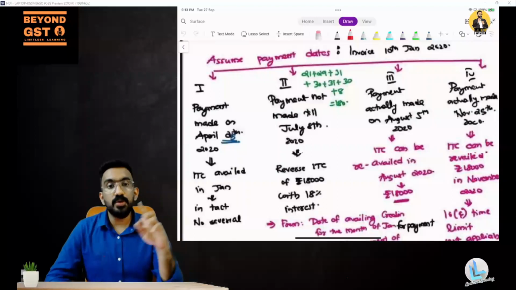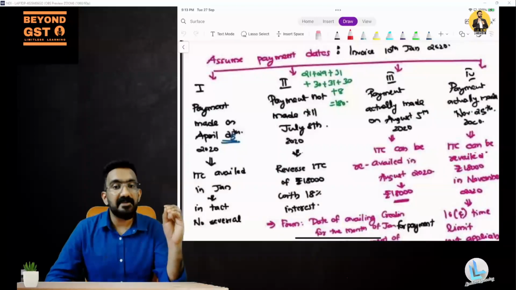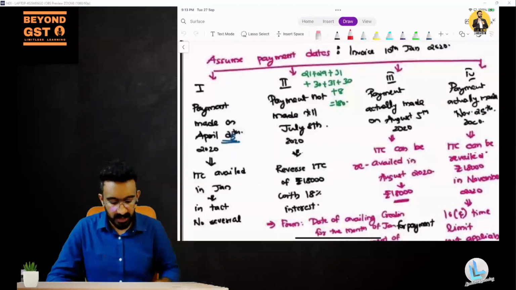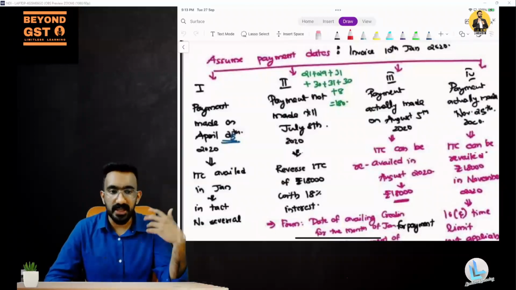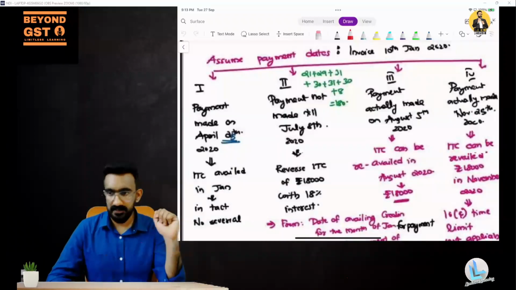What if I don't make payment till 180 days from the date of invoice? So from 1st January, 180 days ends on 8th July. Say till 8th July, I did not make the payment. What will I do? I have to reverse the credit I have taken, which is 18,000, together with interest. I have to reverse it.